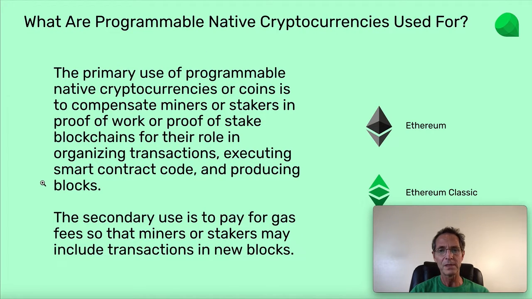What are programmable native cryptocurrencies used for? The primary use of programmable native cryptocurrencies or coins is to compensate miners or stakers in proof of work or proof of stake blockchains for their role in organizing transactions, executing smart contract code, and producing blocks. The secondary use is to pay for gas fees so that miners or stakers may include transactions in new blocks.